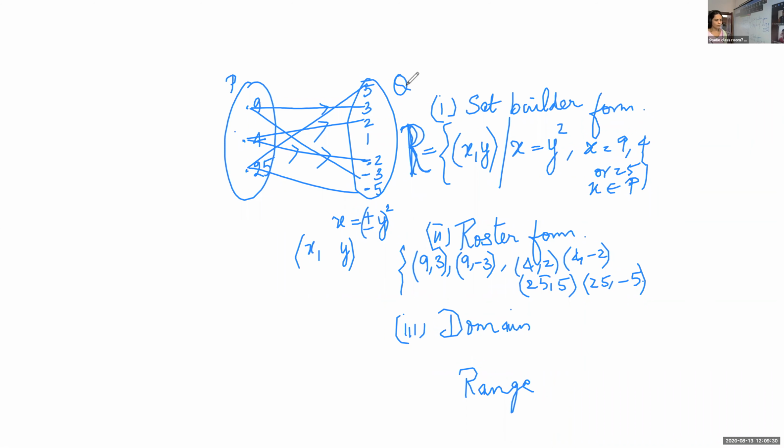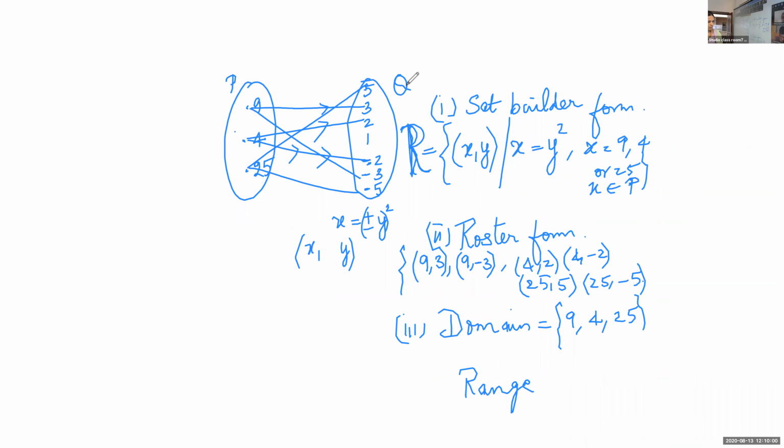Now what is the domain? What will be the domain here? Femina, can you give the domain? 9, 4, 25. Yes, good. It is the collection of first elements. So it is 9, 4, 25.